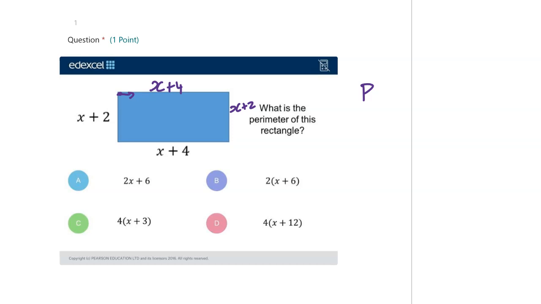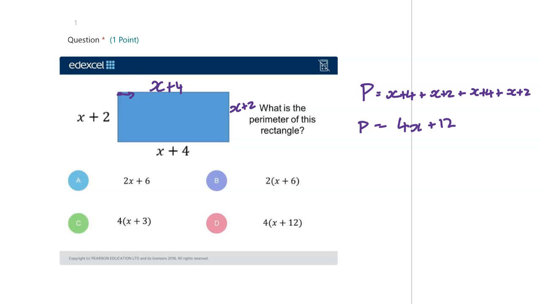I know there are rules for perimeter of a rectangle, but picking one vertex to start at and just travelling around until you finish will work for every shape. So it's probably the easiest way to do it. Once you've done that, you're obviously just going to collect like terms. I've got 4 x's there. 4 plus 2 plus 4 plus 2 is 12. 4x plus 12. We're looking for that as an answer, and it doesn't appear there.